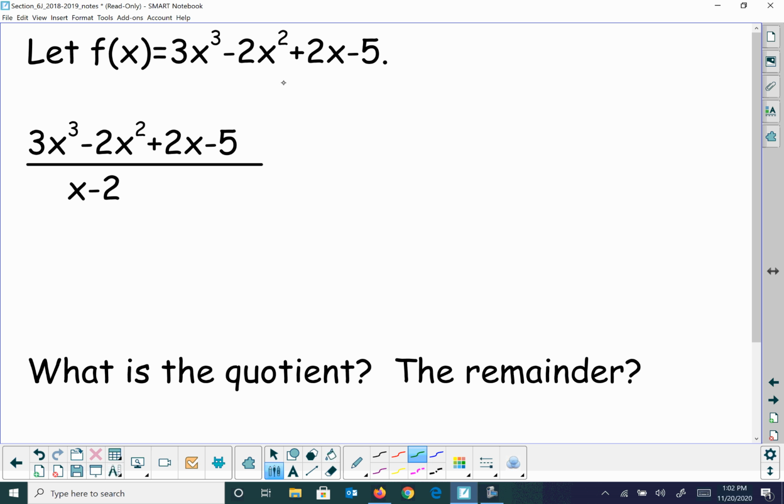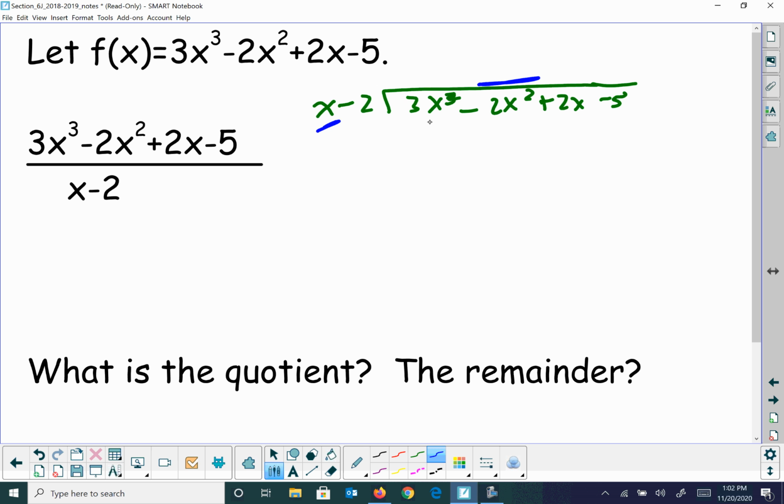All right, so we have this. What is the quotient? What is the remainder? Okay, so the quotient's what's going to be on top. The remainder is what we're left over with. So I'm going to go x minus 2 into 3x to the third, minus 2x squared plus 2x minus 5. We have two terms I'm dividing by, so I come over to the second term.